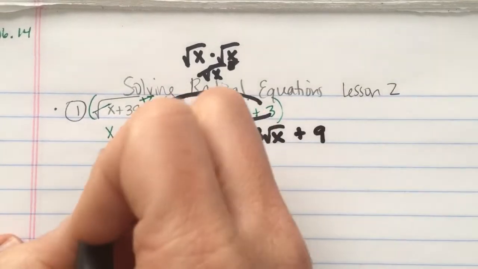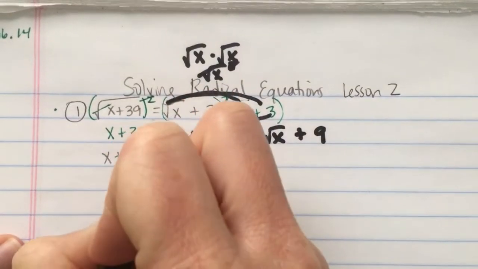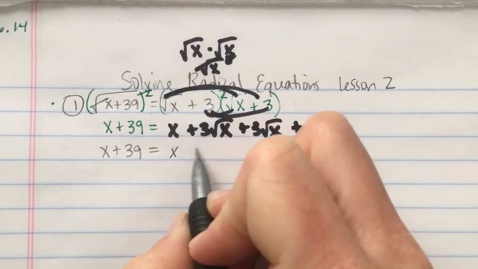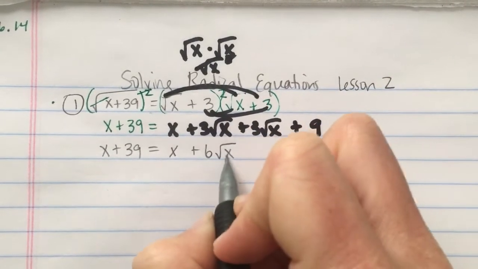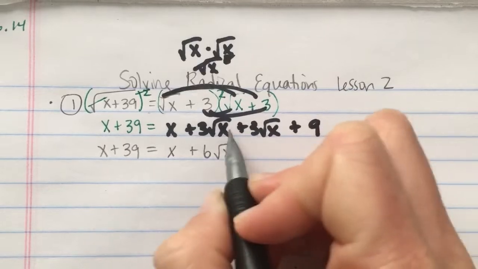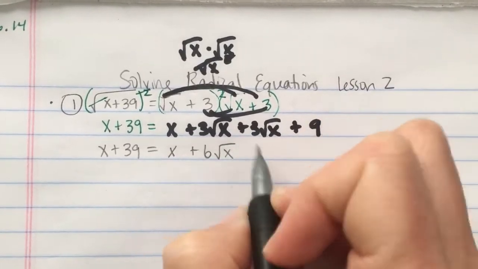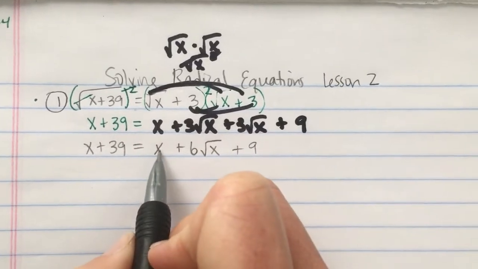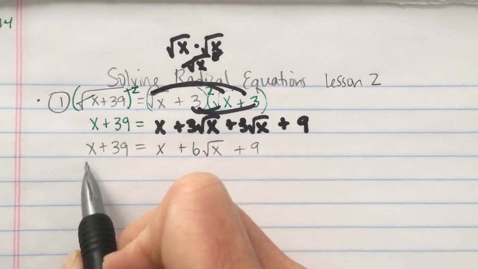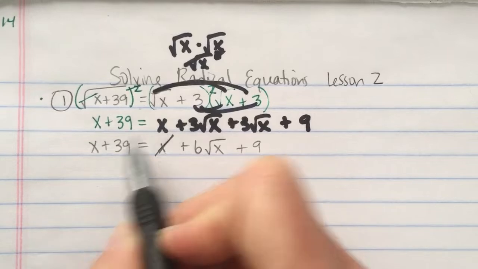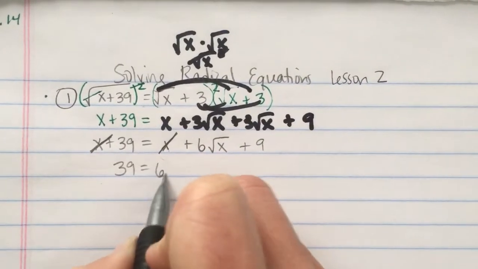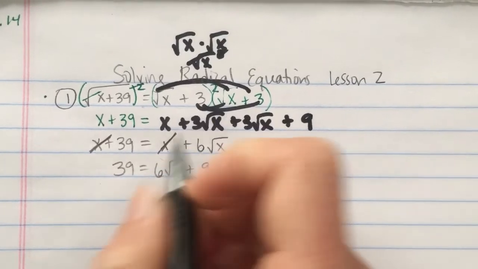Okay, so I'm going to drop this down. x plus 39 equals, I have x plus 6 root x. Remember, when you add these, you combine like terms, and that just stays the same, plus 9. Your x's cancel, because if you move this one over here, you would subtract it, or if you move this one over here, you would subtract it, so those cancel out. So I'm left with 39 equals 6 root x plus 9.